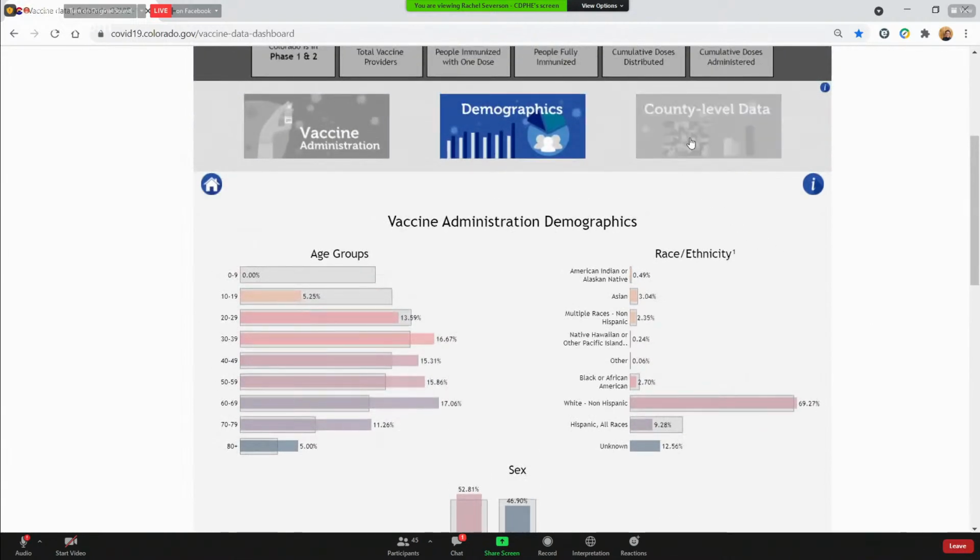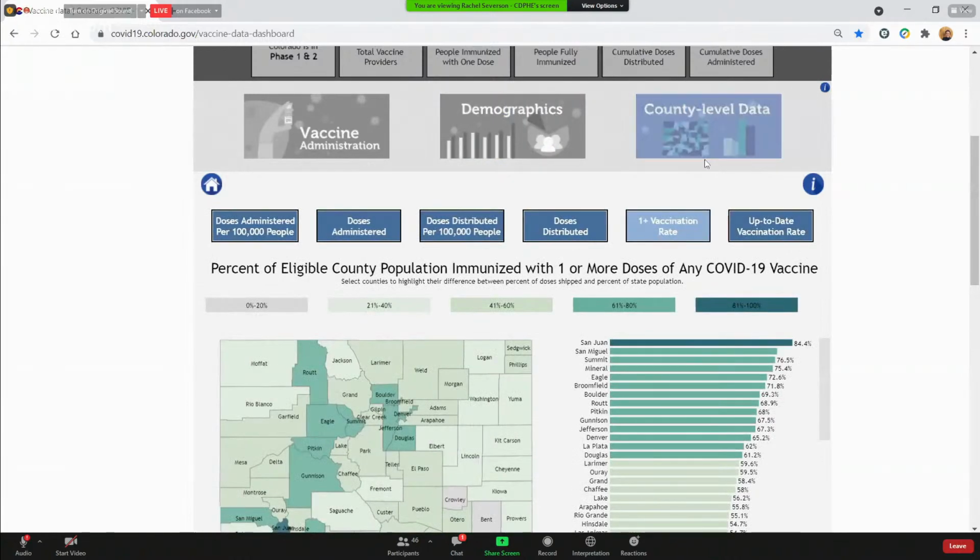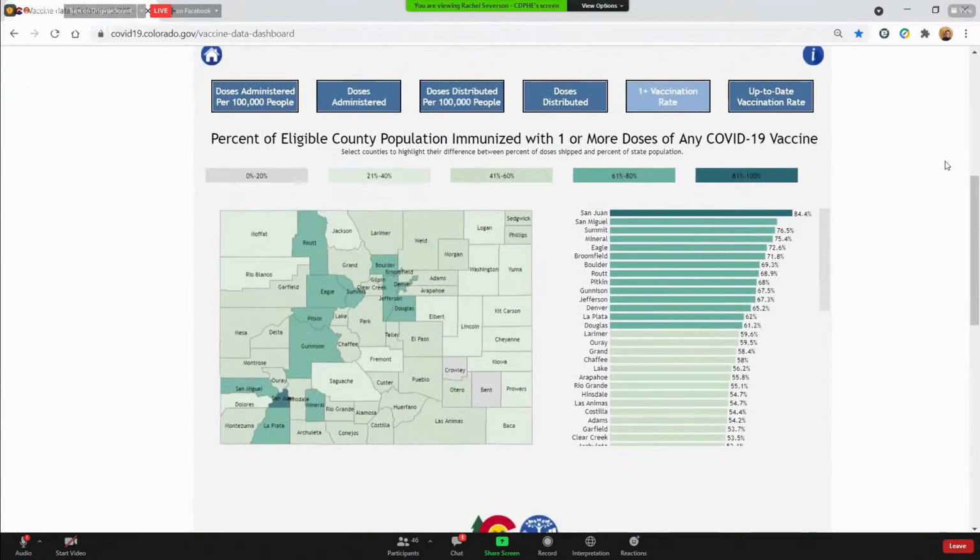Next, I'm going to go over to the last section, which is our county level data page. I'll give it a moment to load. That was pretty fast, actually. The first section that it lands on is the one-plus vaccination rate. For each county, it's showing the percent of the county's eligible population who has received at least one dose of COVID vaccine. As more people get vaccinated, we expect this percent for all counties in Colorado to tick up over time. You can also click over to see the up-to-date vaccination rate, so people who've received at least one dose of J&J or their two doses of Pfizer or Moderna vaccine.